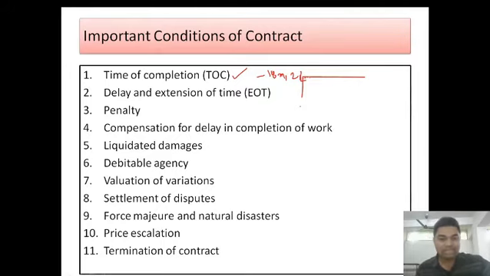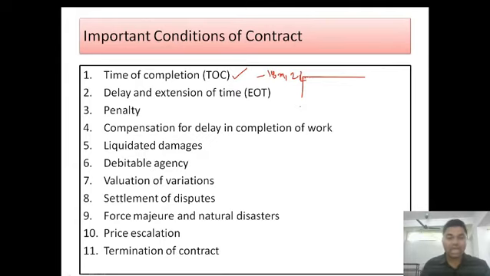The next is price escalation. Suppose there is a drastic increase in the price of building materials, or a fall in the price of materials. Will the contract rate, the rate discussed in that contract, remain the same, or will it increase or decrease? On what basis it has to increase or decrease, those deciding principles have to be mentioned here.